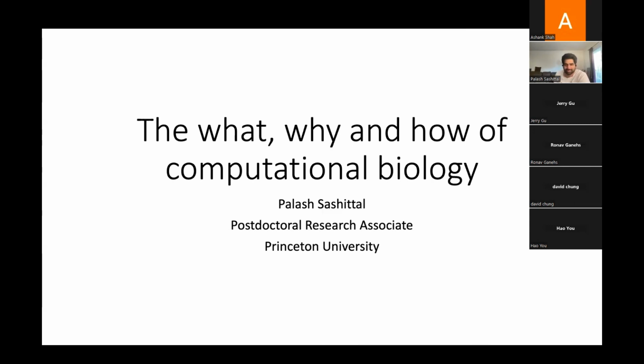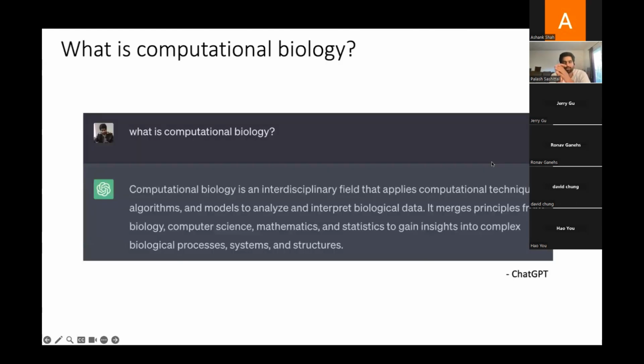All right, so let's start with the most basic question. What is computational biology? I asked ChatGPT to answer this question for me, and it said that computational biology is an interdisciplinary field that applies computational techniques, algorithms, and models to analyze and interpret biological data. This is vague, but it will become more clear in the subsequent slides. It merges principles from biology, computational science, computer science, mathematics, and statistics to gain insights into the complex biological processes and systems and structures all around us.